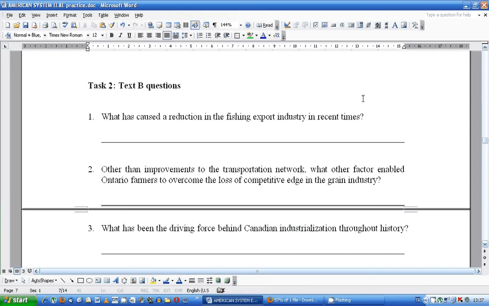Okay, let's continue with the second text and the second task. Alright, so what's the first question we've got? What has caused a reduction in the fishing export industry in recent times?